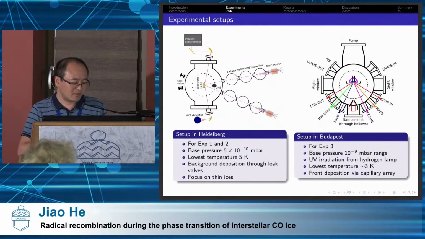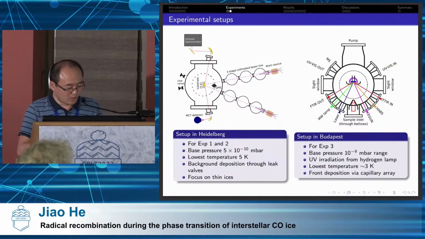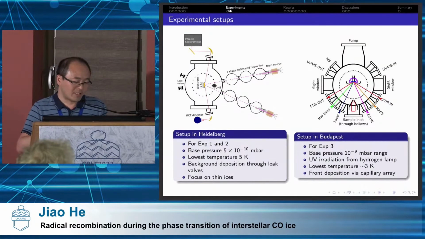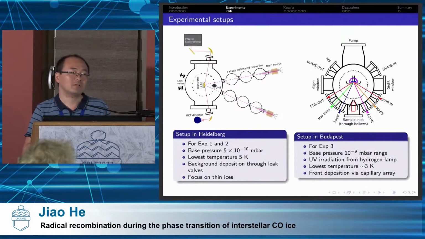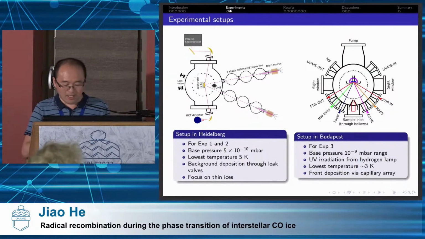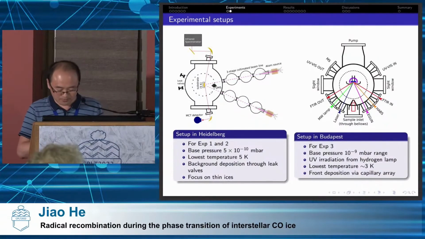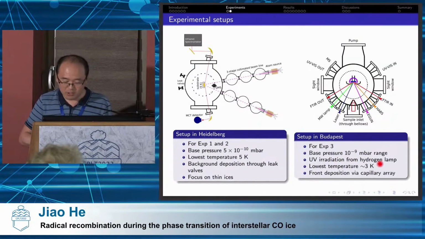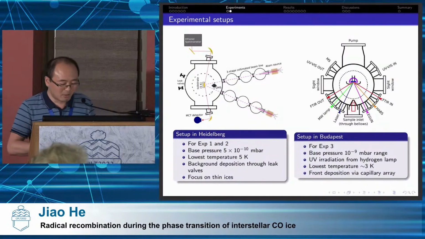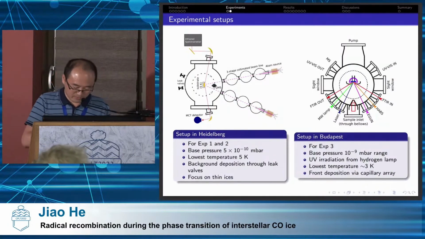Experiments 1 and 2 were performed in Heidelberg, and the third one was performed in Budapest. In both cases, after the ice condensation on a cold substrate, we use an infrared spectrometer in reflection mode to monitor the ice composition. Since Shandor has already introduced the setup, I'm not repeating it here. I want to point out one key factor, which is the temperature. The lowest temperature can reach 3 Kelvin. Without this low temperature, it couldn't be done.